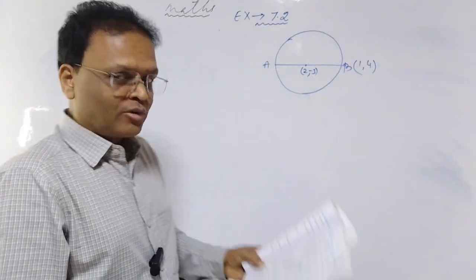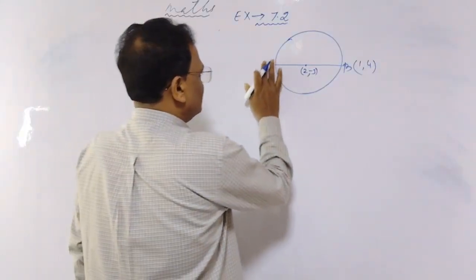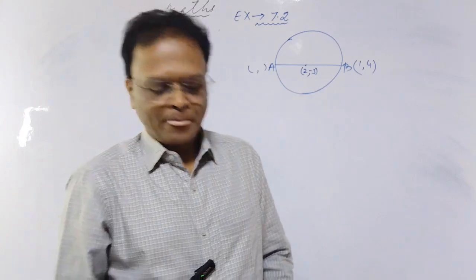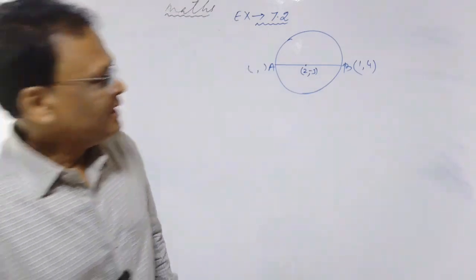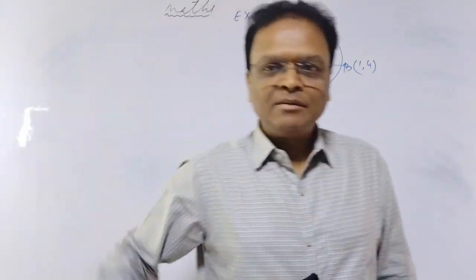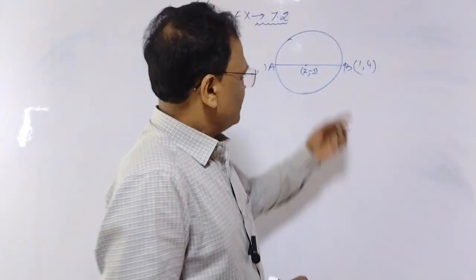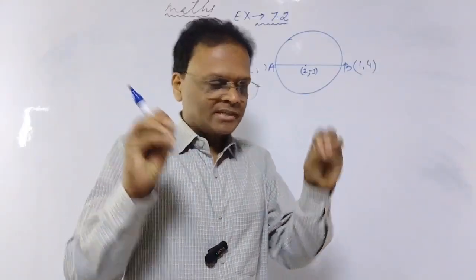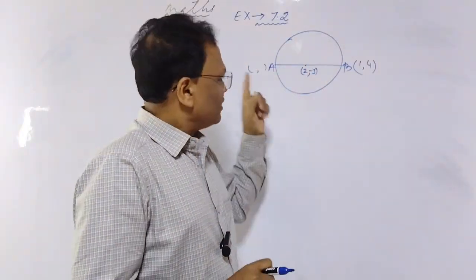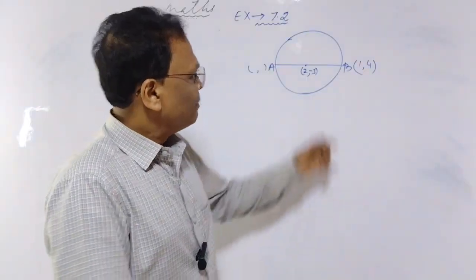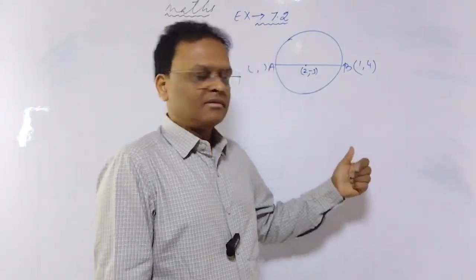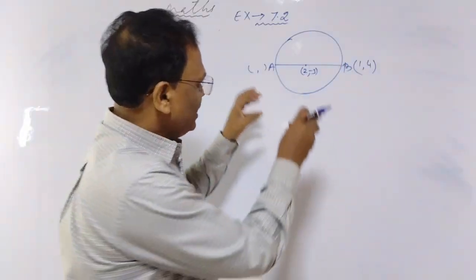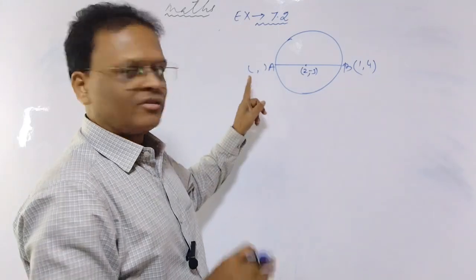What is being asked? Find the coordinates of the point A. This A, whose coordinate is not given, we have to find. It's very simple. Look at what is given. A circle with AB as the diameter. AB is the diameter, and the diameter has 2 endpoints, 2 extreme ends. One is A, one is B. Coordinates of A are not given. But the coordinates of B are given, 1 comma 4, and the coordinates of the center are also given. So by using this data we have to find the coordinates of A.